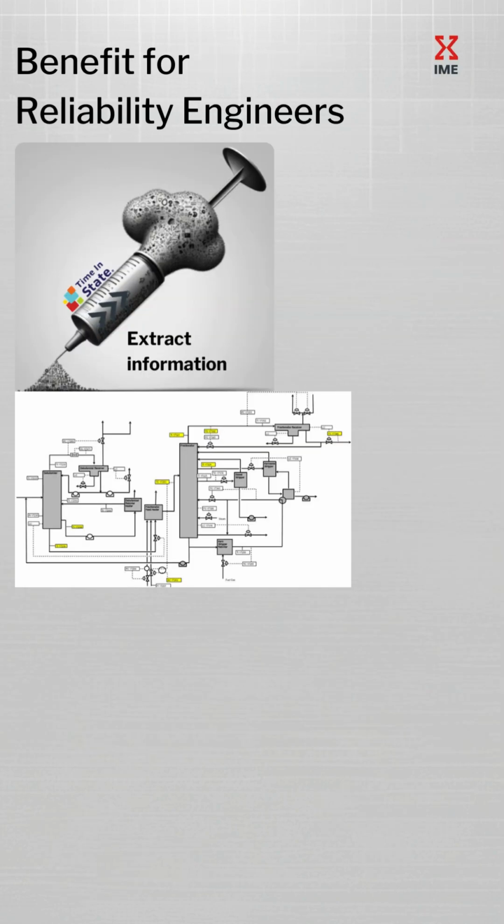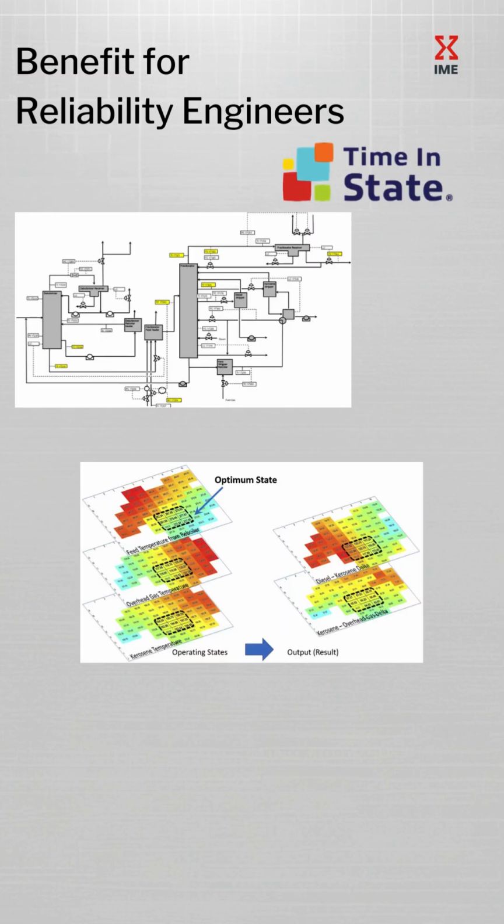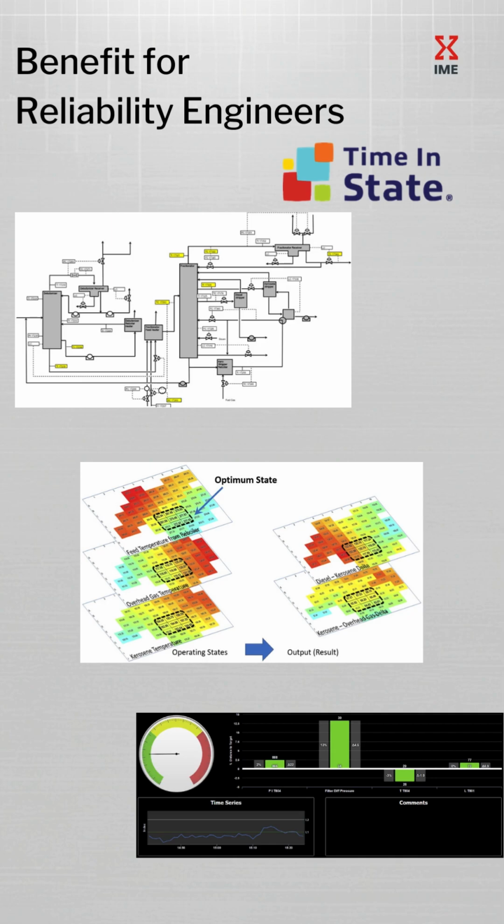IME collaborates with clients to extract actionable information from plant data. It involves analyzing data collected from industrial processes and turning it into insights that drive decision-making. The time and state platform plays a crucial role by converting real-time data into valuable information. For reliability engineers, this means having access to timely insights that enable informed decisions. Here's how it benefits them.